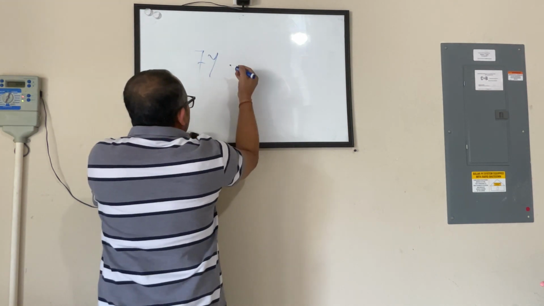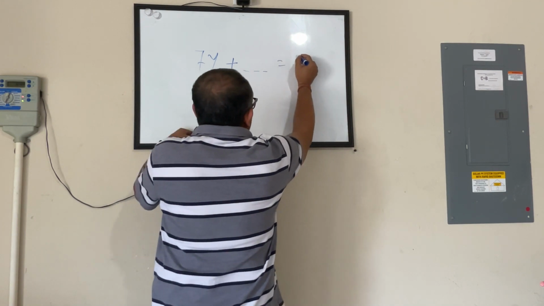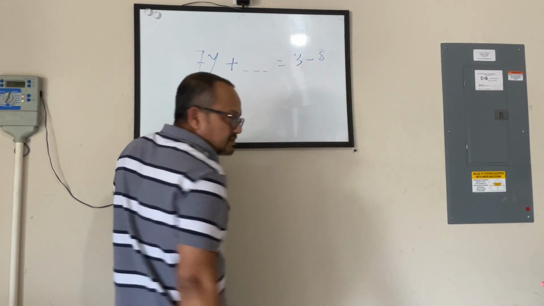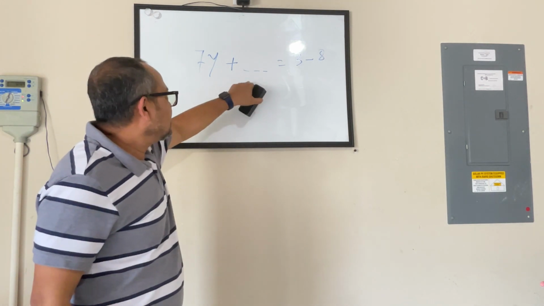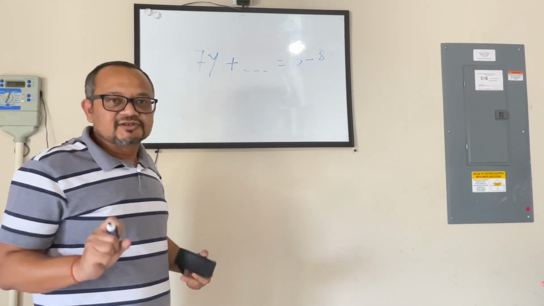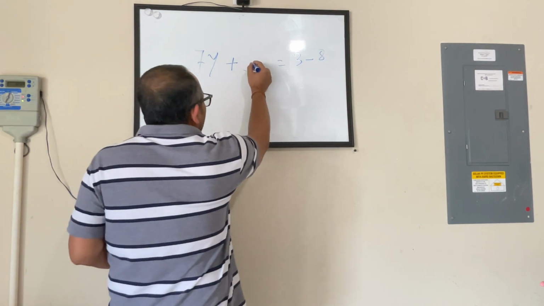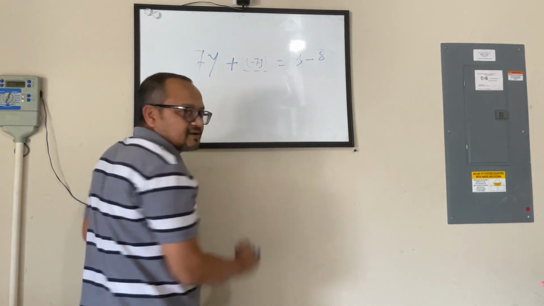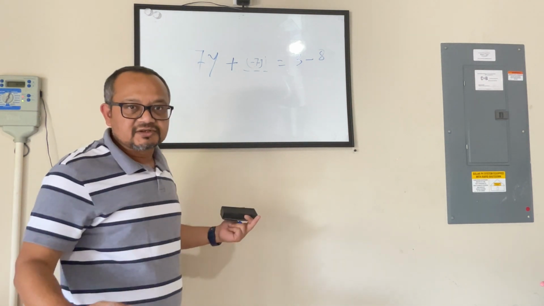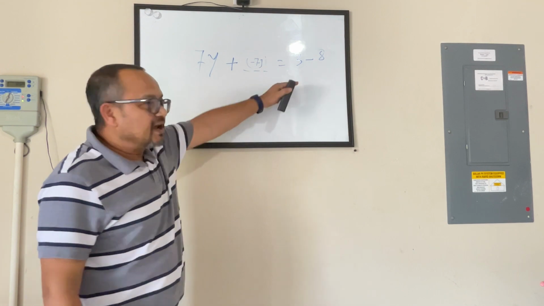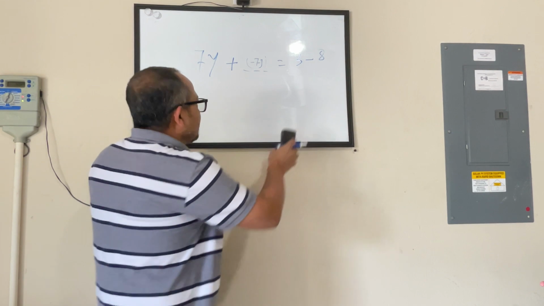Let me give you another situation. 7y plus something equals 3 minus 8. I have to fill something here. What will I fill here to make this equation give 0 solution? I will just put minus 7y here. That way I am knocking off all the variable component of this equation itself. When I do that, I make this equation have 0 solution. This is the standard practice that you will follow.